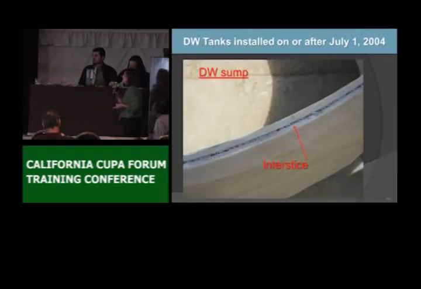So here's a nice close-up of a double wall sump. We have your interstices, and they're very small. Not sure what brand this is. This might be Bravo, but that's just a nice field picture showing a close-up of how a double wall sump might look.